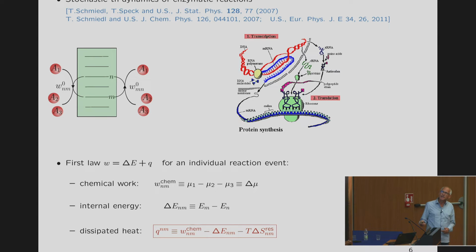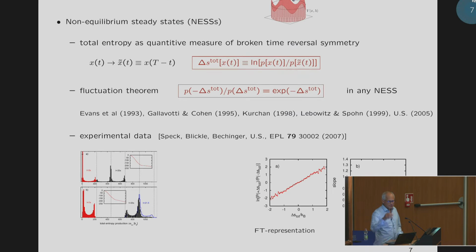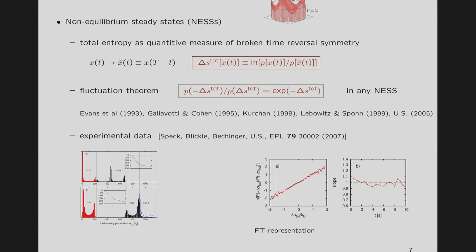Let's say A1 is ATP, A2 and A3 are ADP and phosphate. Well, it's not too hard to figure out that for instance, the chemical work you put in is the imbalance in the chemical potentials of these ATP and so on. There's an internal energy in the way I just described, and then when you're careful, you can identify heat correctly. And just as a side remark, heat is not necessarily entropy production. Okay. So I will mostly be talking about non-equilibrium steady states.